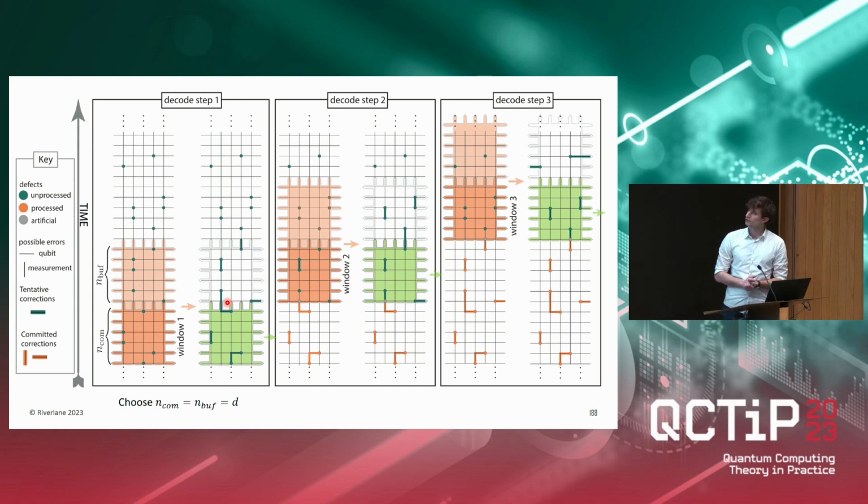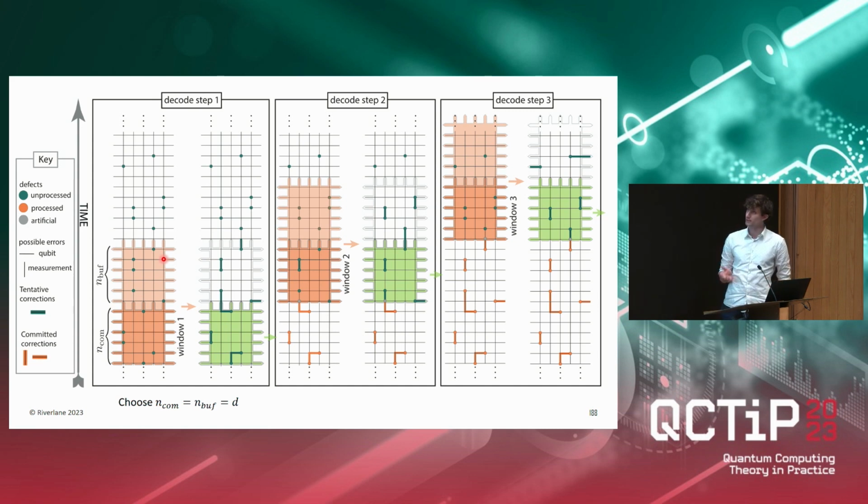Here, it's also important to mention that this buffer region needs to be large enough when we're creating our window so that we have big enough context for the commit region. And in general, this means that we need to have about equal protection against space-like errors as we have against time-like errors. We need the buffer region to be about the size of the distance of the code, so that any string of errors starting in the commit region is guaranteed to be within the window that we are decoding.